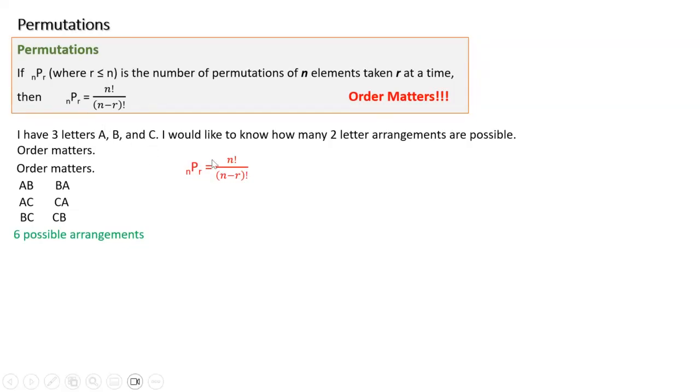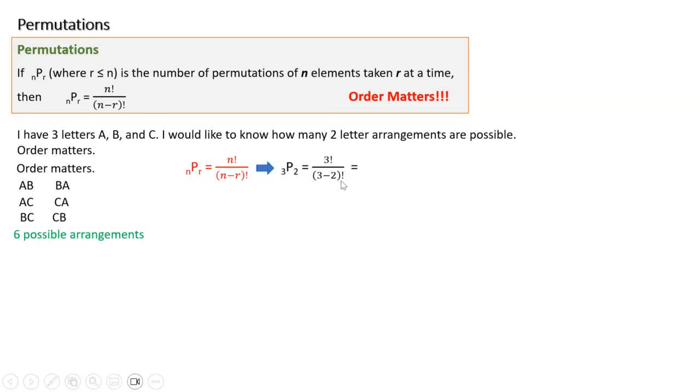Okay, now how do we use this formula? Here's how. There are 3 letters total, and you want to arrange them in 2s. So n is the number of elements, I mean of letters. So it'll be 3 permutation 2.